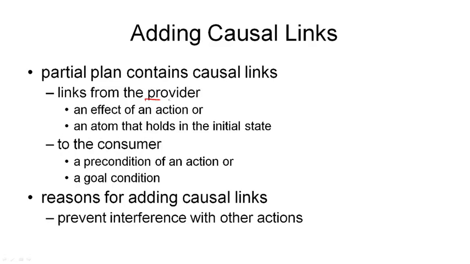And a causal link always goes from a provider to a consumer. In the partial plans we've looked at so far, there are two possible providers, namely an effect of an action that we've just added to the plan, or an atom that holds in the initial state. Both these can be used as a provider for a causal link. The consumer of a causal link can also be one of two things. The first is a precondition of an action that we've added to the plan, or a goal condition that we need to satisfy to achieve our overall goal.